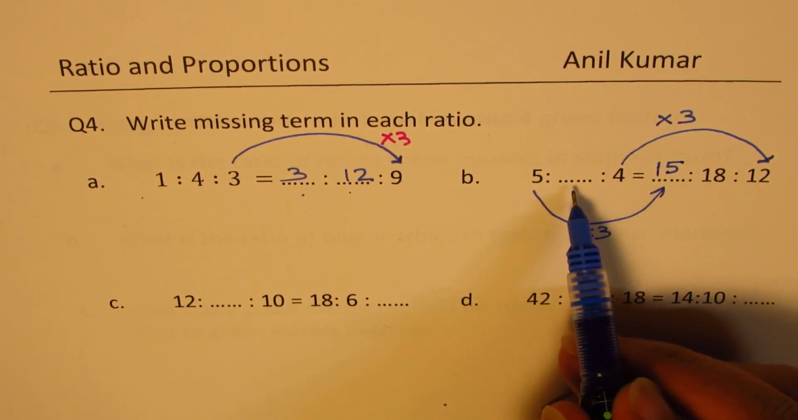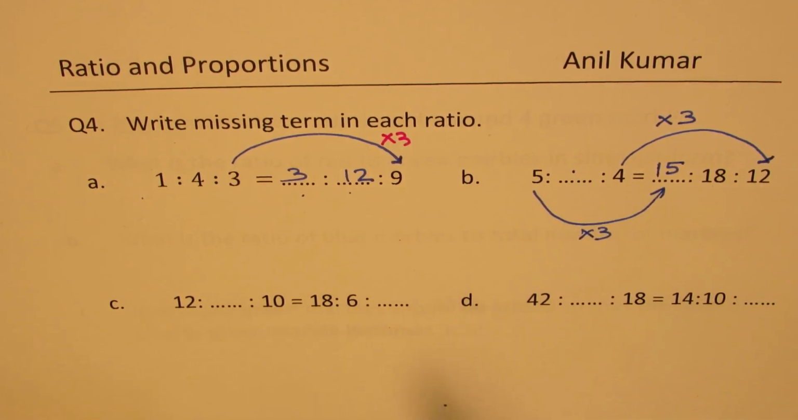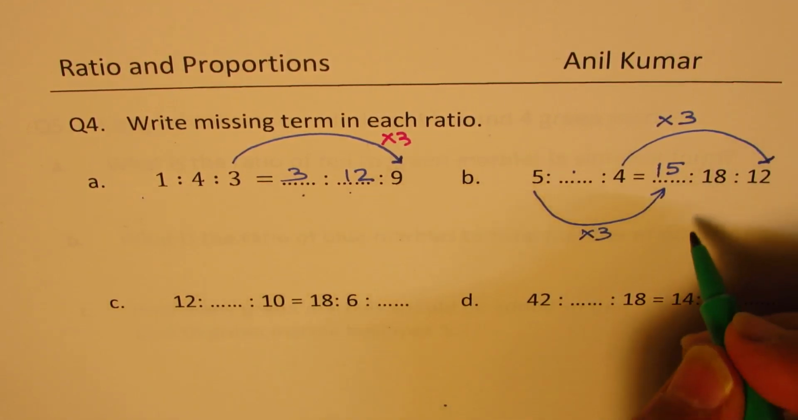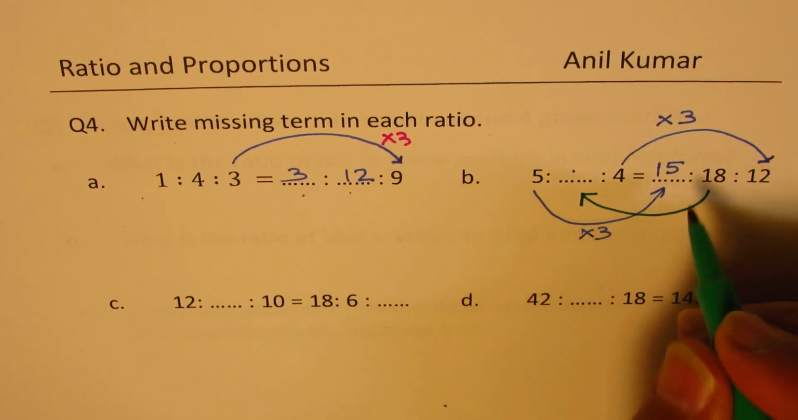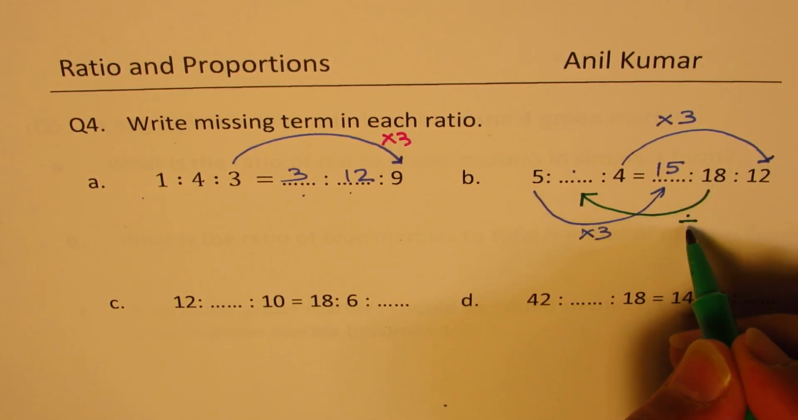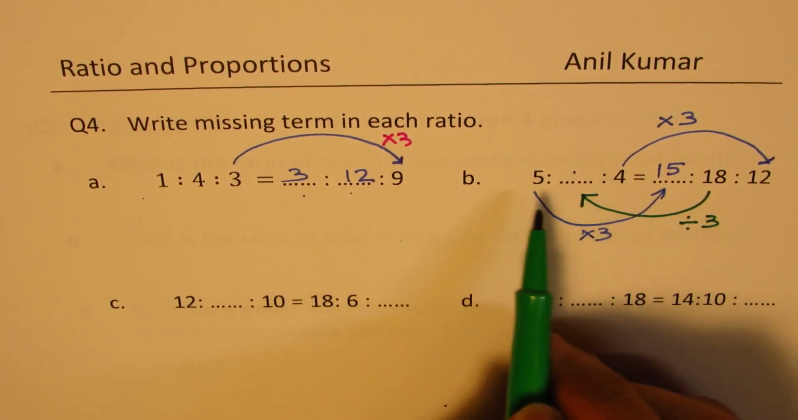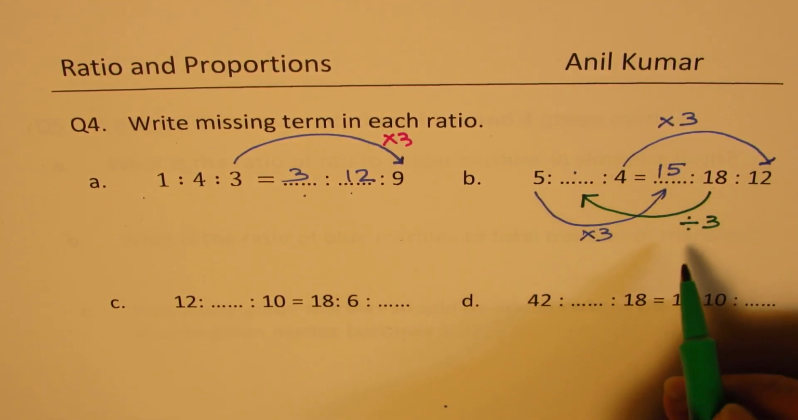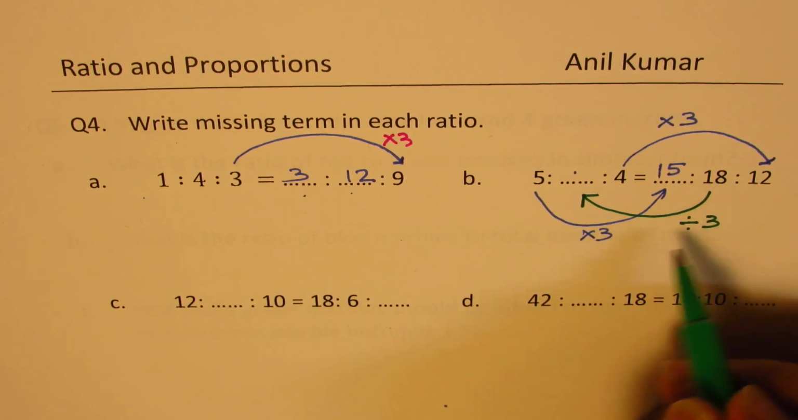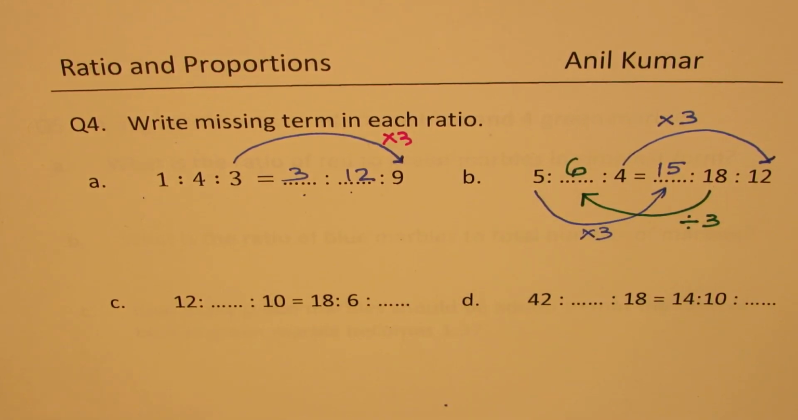But how do we get back? Now something is missing in this side. So when you do the reverse operation, then what should you do? Should you multiply by 3 or divide by 3? You have to divide. See, these numbers are all smaller numbers. So we have to divide by 3. So when you divide 18 by 3, you get the number 6. So we get 6 here. So we get 5, 6, 4 is the same ratio as 15, 18, 12. Does it make sense to you? Correct? So those were direct answers. Now in C and D, we have indirect answers. Let us see how to do these.